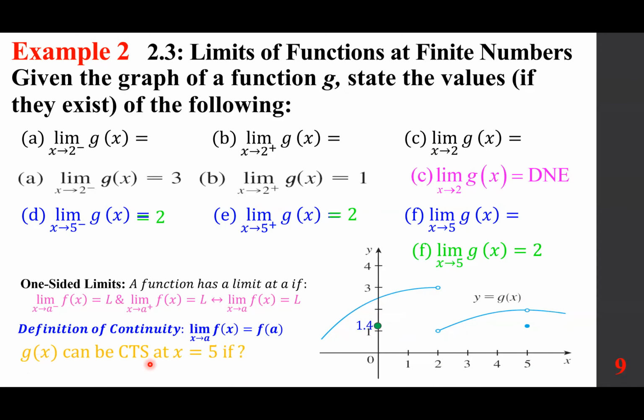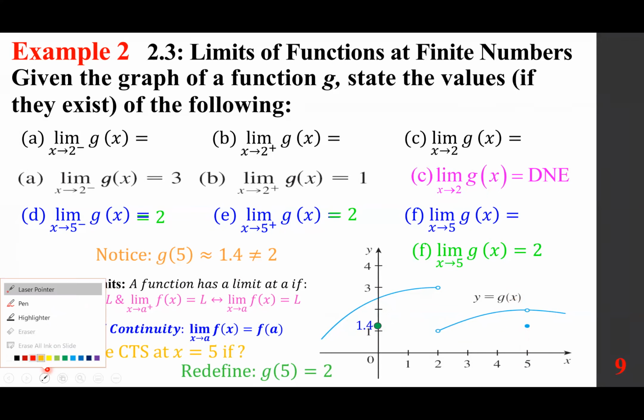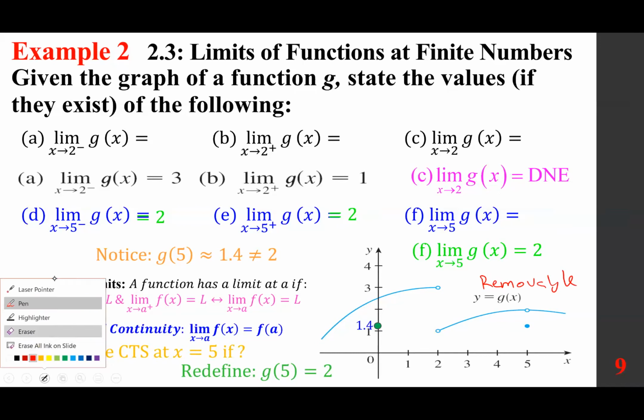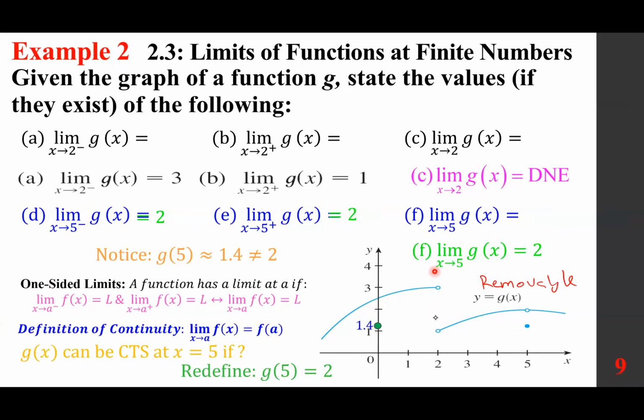Can g of x be continuous at x equals 5? First of all, it is not the way it's given, because g of 5 is 1.4, and the limit is 2. The two are not identical. However, since the limit exists, if we redefine this to be 2, we can fix it. This discontinuity can be fixed, and it's called removable discontinuity. But this one, we have a jump. We can't fix it.